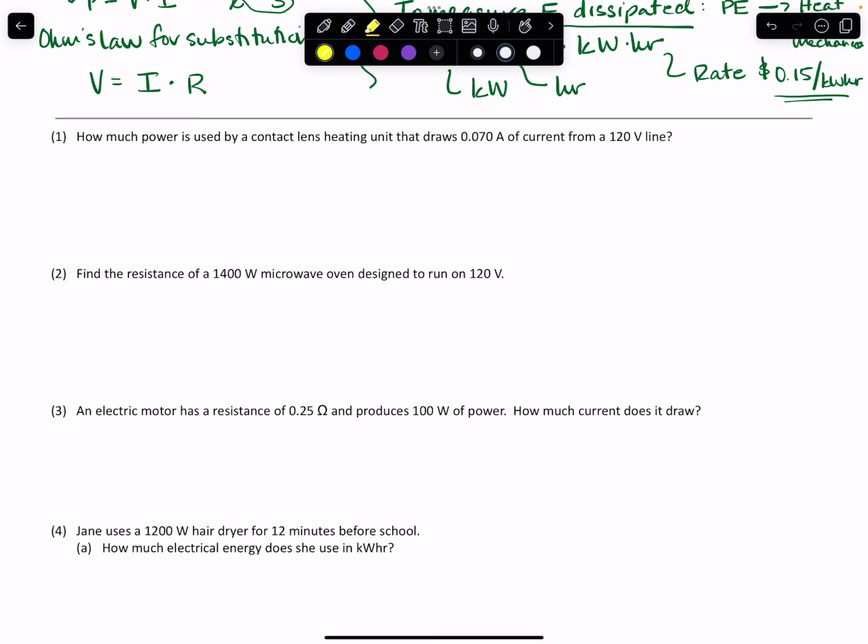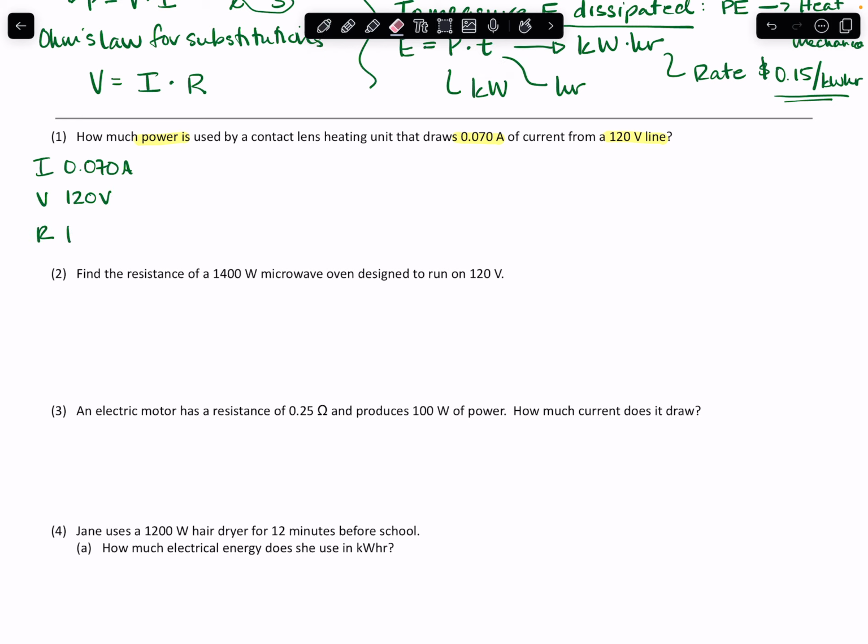So this first one says, how much power is used by a contact lens heating unit that draws 0.07 amps of current from a 120 volt line? I always like to list out what I have been given. I have a current value of 0.07, I have a voltage of 120 volts, and I'm looking for not resistance, I'm stuck on my Ohm's law, I'm looking for power.